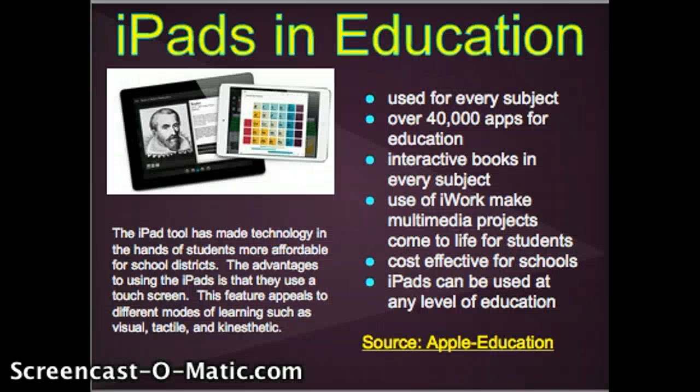The next couple of slides are some examples of tools, websites, or apps that could be utilized, mainly focusing, I suppose, on elementary classrooms, but in other classrooms as well. The first is the iPad, which really can be used in any grade level, pre-K through higher educational levels. The iPad tool has made technology in the hands of students more affordable for school districts, and it's why it's so appealing. The advantages: students really love the touch screen feature.